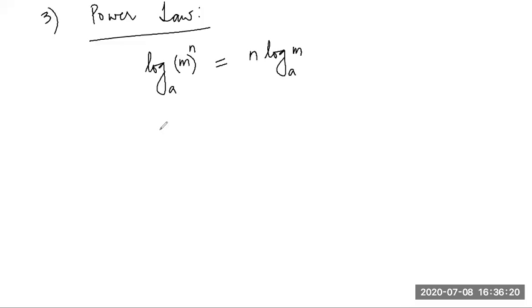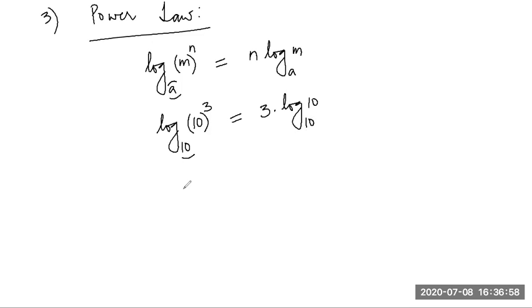So let's say we take log of 10 power 3 to the base 10. Now, as per the formula, here m is 10, n is 3, and a, my base, which should always be non-zero, I have taken as 10. So it should be equal to 3 should come in the front, 3 times or 3 into log of 10 to the base 10.